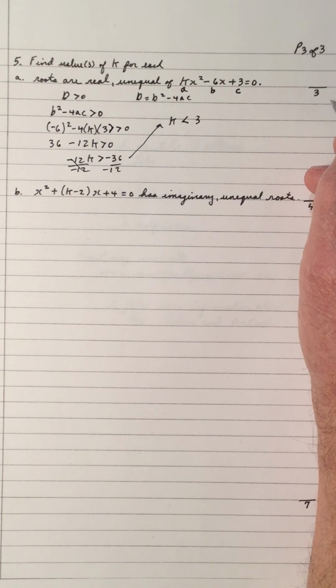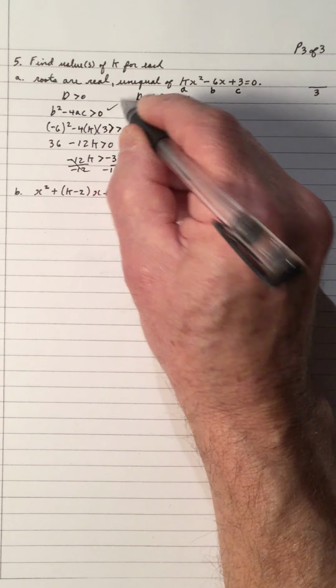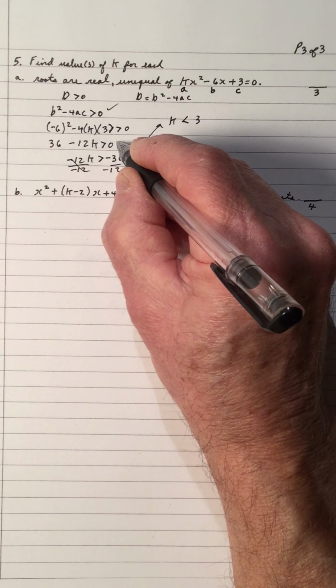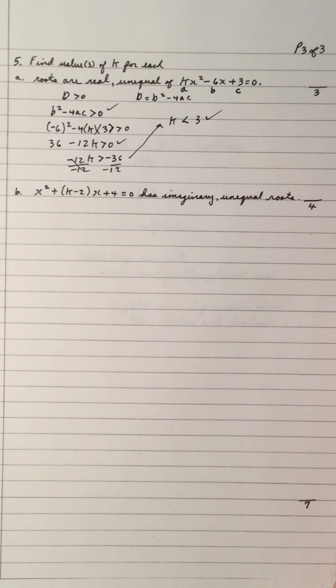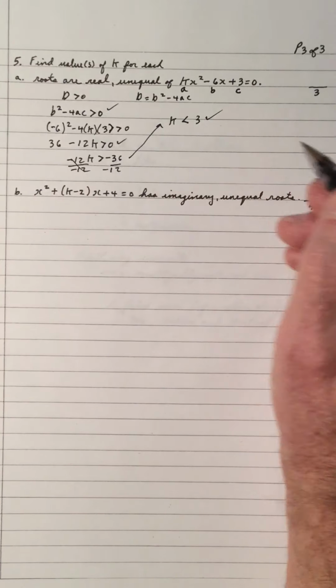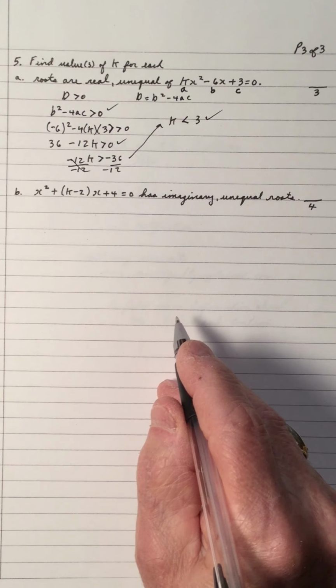So we have 3 marks. If you wrote down this one correctly, you got 1 mark. If you simplified it to here, you got a mark. And if you got to here, you have another mark. And changing the direction of the inequality. Don't forget, 3 marks total.